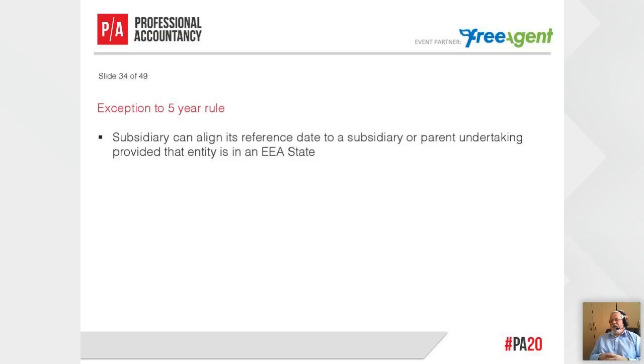So moving on to the item, therefore, that is actually affected by that entire aspect with regard to Brexit, and it is the exception to the 5-year rule. A subsidiary can align its reference date to a subsidiary or parent undertaking provided it is in an EEA state. Well, you would have gathered at this particular point in time what's going to happen now. Any references to the EEA will just be changed to references to the United Kingdom only. So in order to be able to extend your accounting period, if you are a subsidiary or you are a parent, you can extend it to match another member of your group.